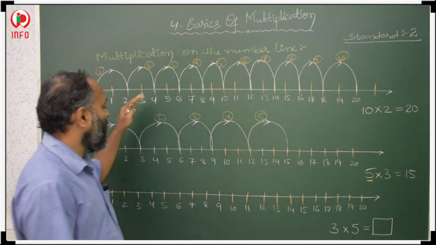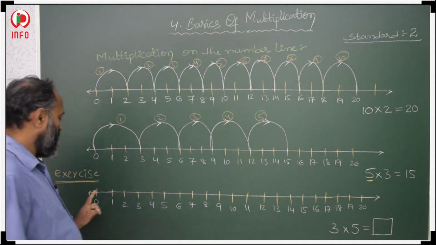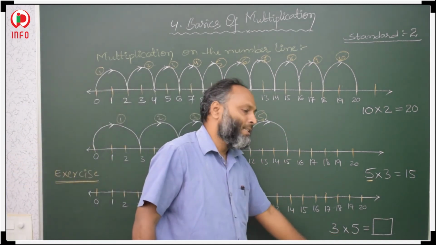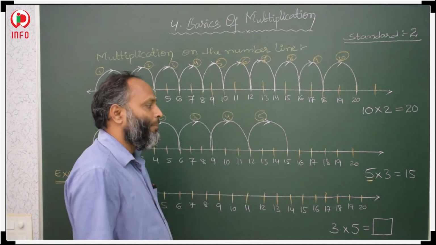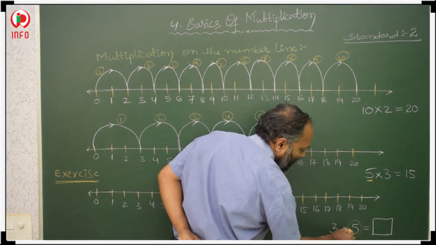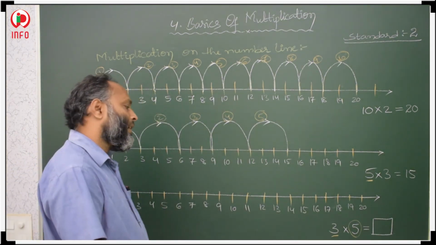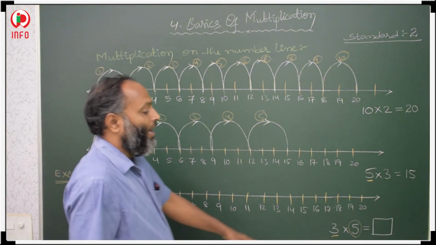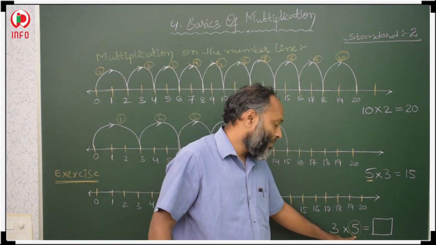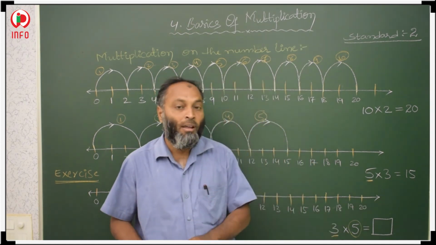This is our explanation, and in the exercise one question is given. This number line is given, and 3 5s is given. 3 5s means 3 is the number of times, and skip counting is 5. 5, 5, 5 is skip counting. How many times do we have to take? 3 times. And what is the skip counting? 5, 5, 5. In this way we have to find.